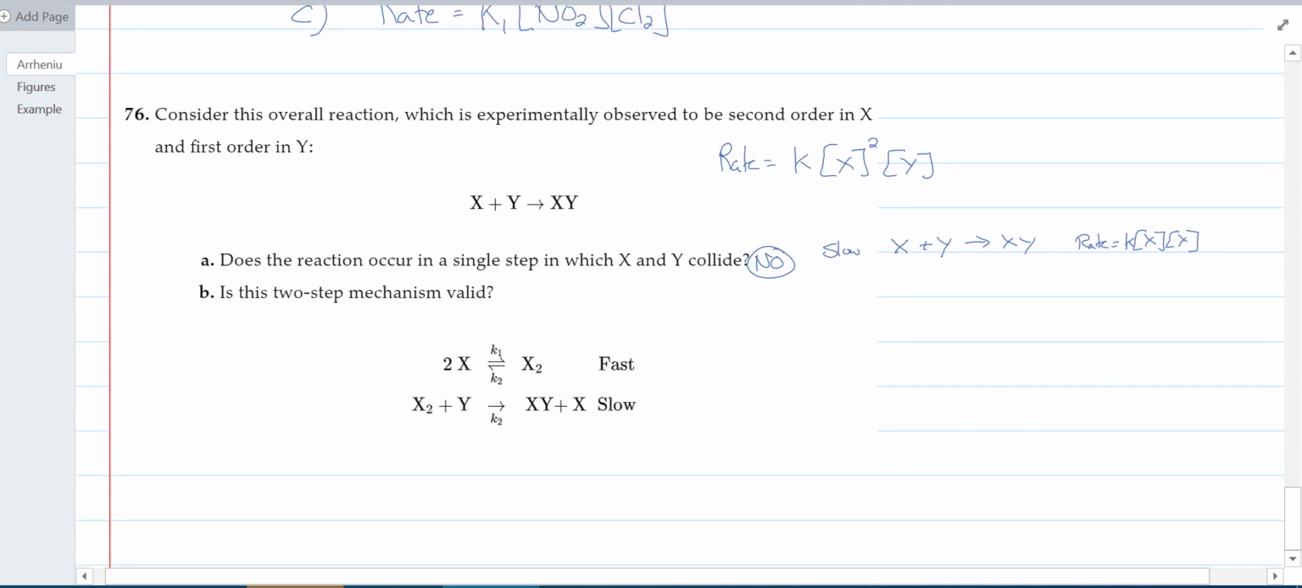The next then, is this two-step mechanism valid? Well, what is going on here? I have a fast reaction, so this is the next chapter we do, equilibrium. If you haven't covered equilibrium yet, equilibrium means reactions go forward and backwards. I think we've mentioned it several times, like with dynamic equilibrium and vapor pressure and whatnot. So this 2X going to X2, k1, k negative, or k2. They put it k2. Sometimes you'll see it as k negative 1.